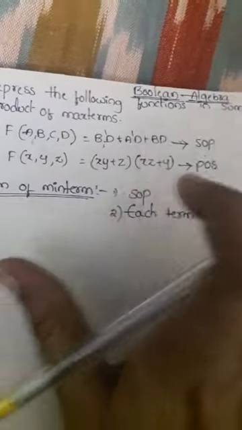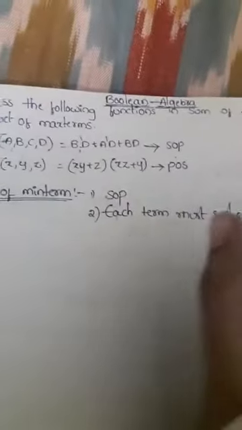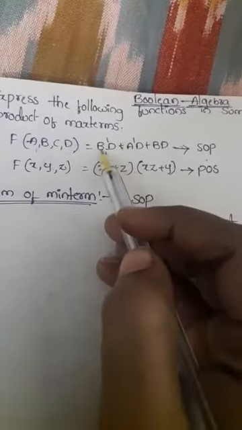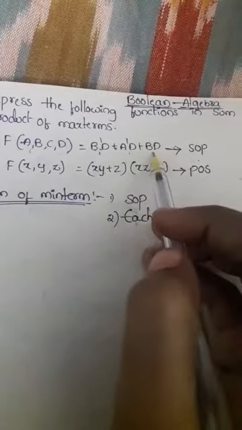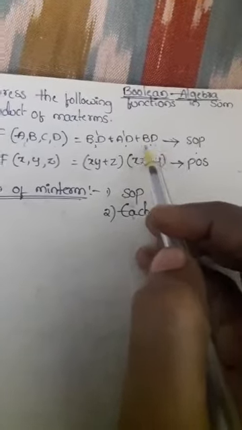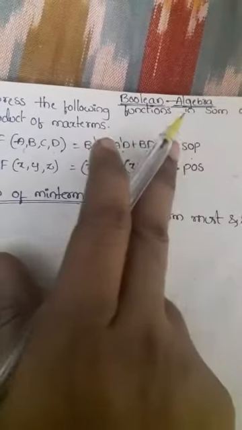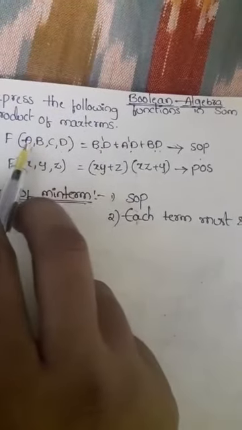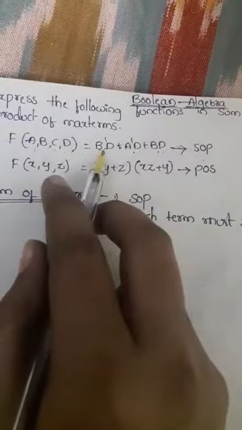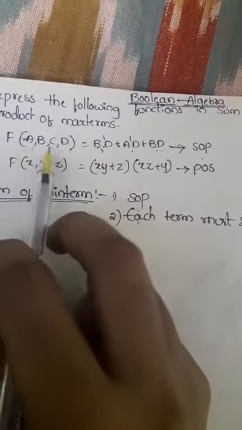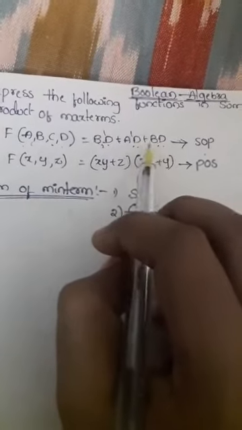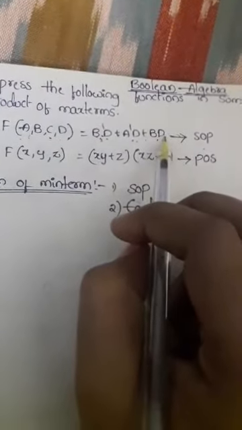Here the first term is one term, the second term, and this is the third term. Each term must contain all the variables. Just check here: this is b complement d, this is a complement d, and this consists of bd. That means each term consists of only two variables. What are the remaining two variables? In the first term, a and c are not there, so only bd is present. In the second term, b and c are not there, and in the third term, a and c are not there.